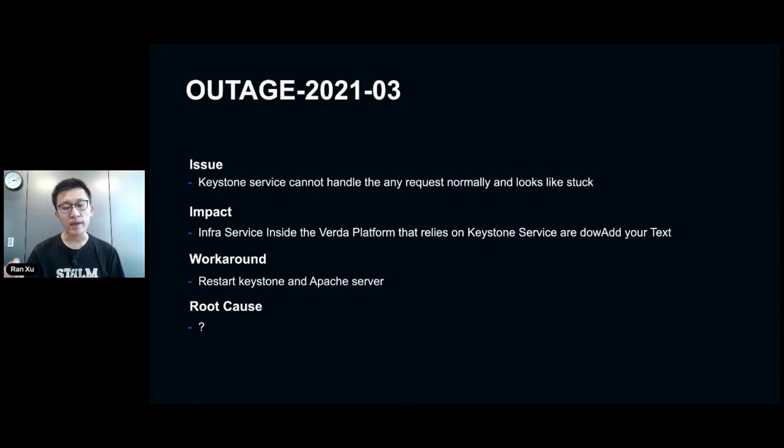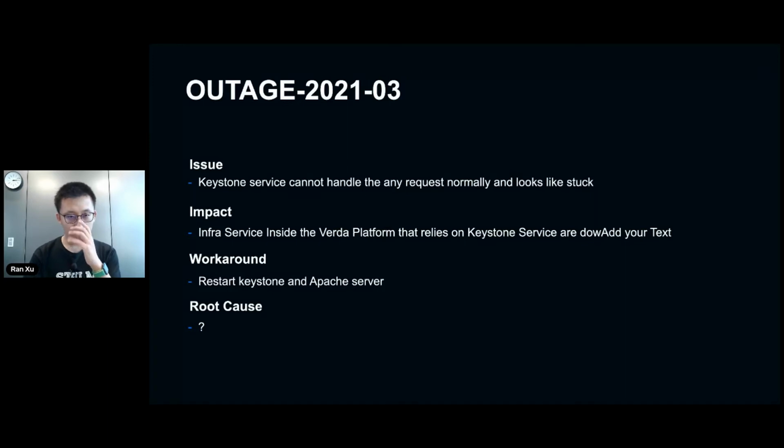The issue we encountered in that outage is Keystone service is stuck and it cannot handle any new request, including the token issue and the token validation request normally. The impact is pretty huge, as I mentioned. Almost all Verda infra services rely on the authentication functionality that Keystone service provides, right? So they cannot serve for Line developers normally while Keystone is down.